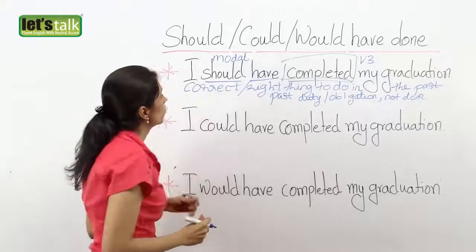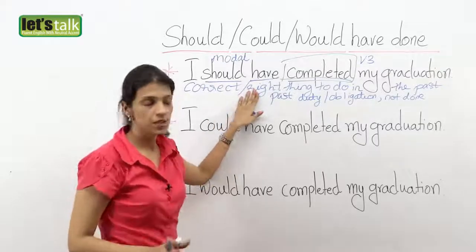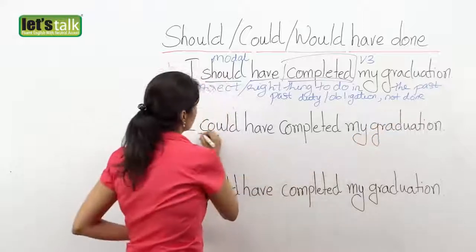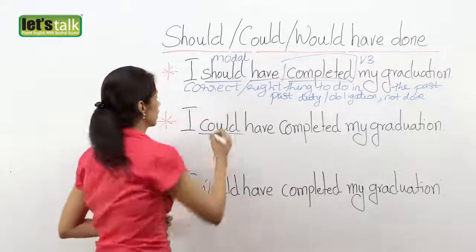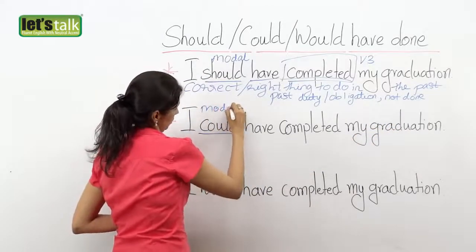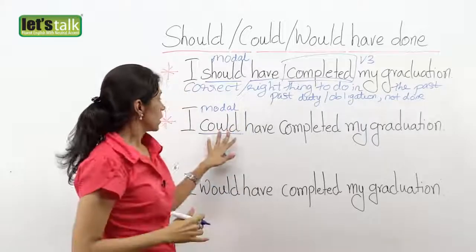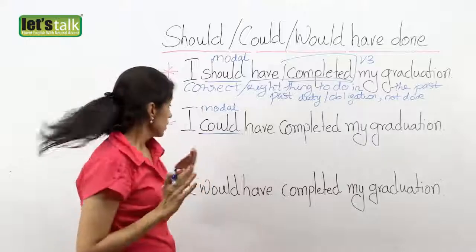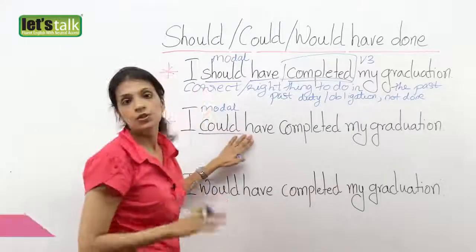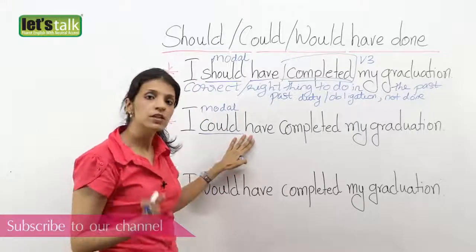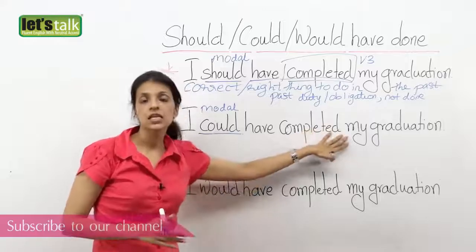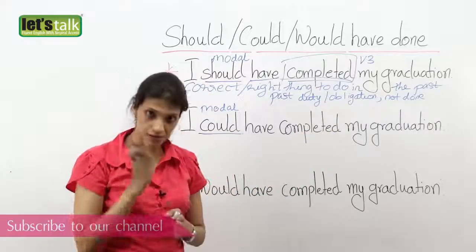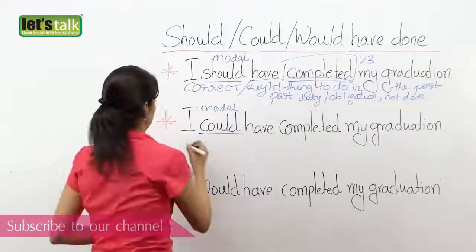Okay friends, so I hope this structure is clear. Now let's go to the next one. I could have completed my graduation. Now here could is a modal verb. So could is a past possibility. Like should, even in this case you haven't completed your graduation, but when will you say I could have completed my graduation? You use it when it was a past possibility or probably you made a decision, you chose not to do it.